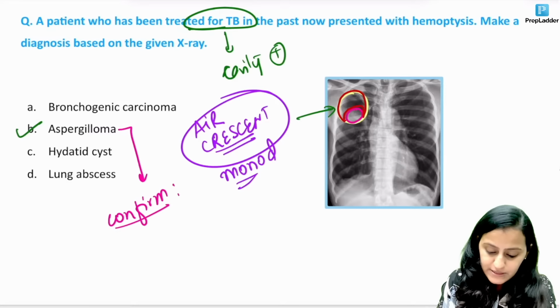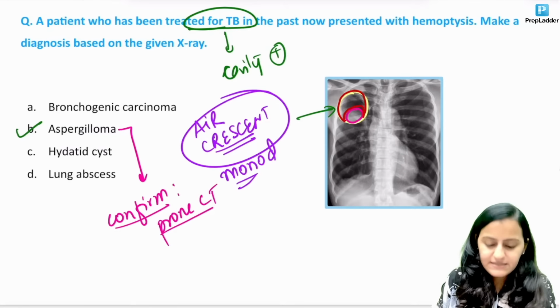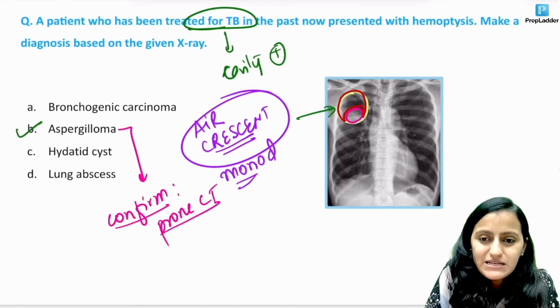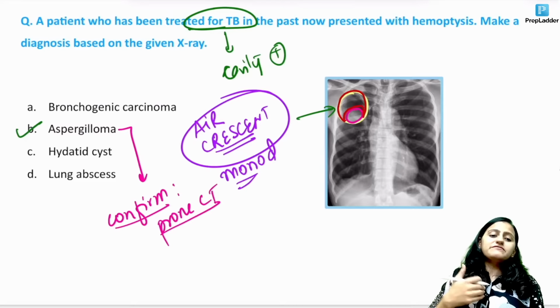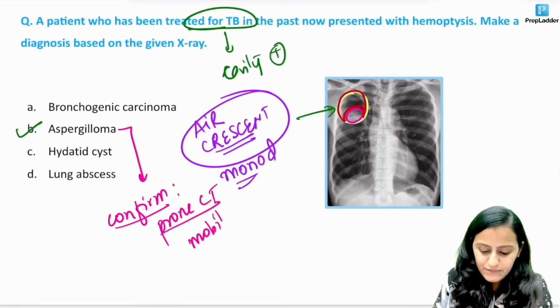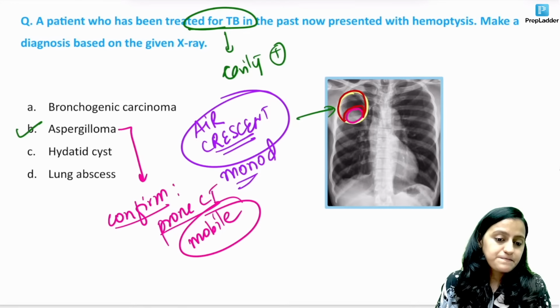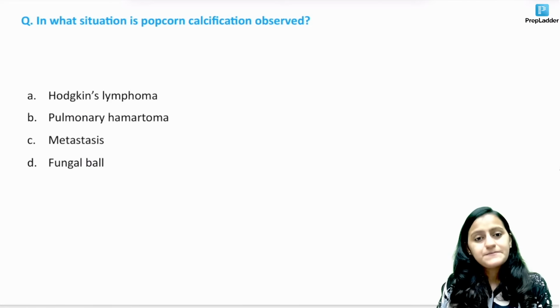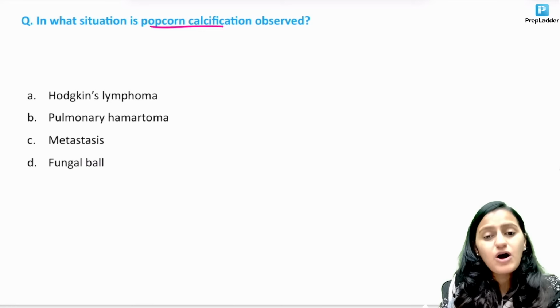So what we do is a prone CT. In the prone position, it goes to the dependent part. In supine it will come to the back, in prone it will go to the front. So it is mobile, and this proves it. Okay, correct. Next one. Where do you see popcorn calcification?